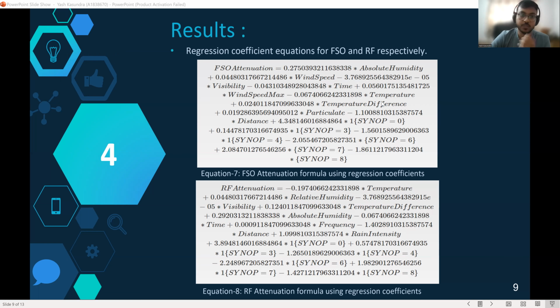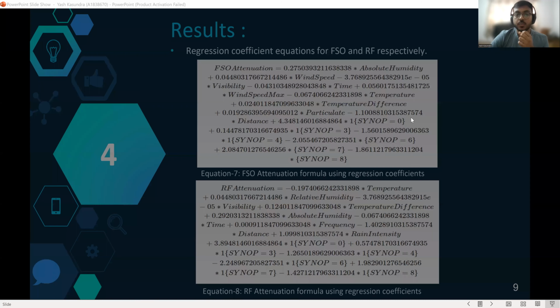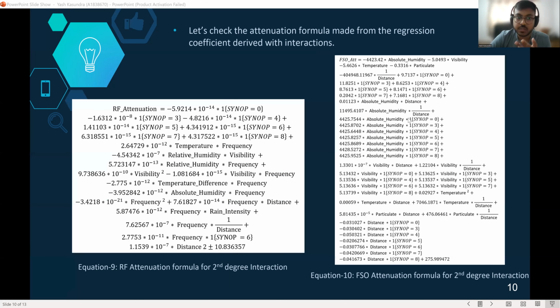And we got that linear regression coefficient, which indicates how much the feature is associated with the attenuation. If the coefficient is negative, it shows that it is inversely related to attenuation. Now moving on, I also created two more regression equations with second degree interactions, which show the top 20 features and the regression coefficients.